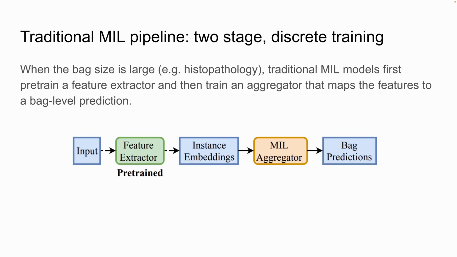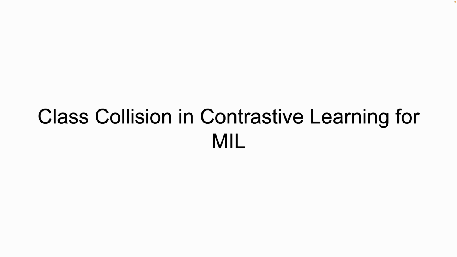Traditionally, people first pre-train a feature extractor and then train an aggregator that maps the features to bag-level prediction. Since the bag size is normally very large, it's not possible to train end to end, so this stage, feature extraction, is very important. The typical method is contrastive self-supervised learning, where you randomly sample some instances as negative pairs and push them apart, while you pull the augmentations of the same instance closer.